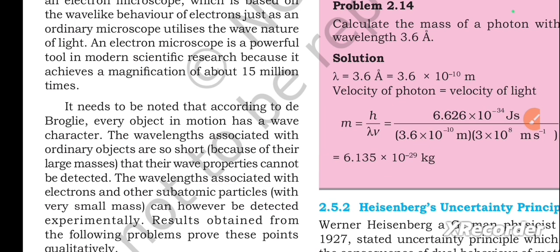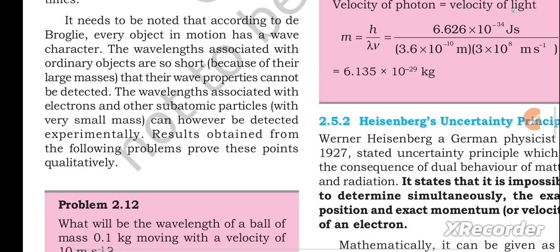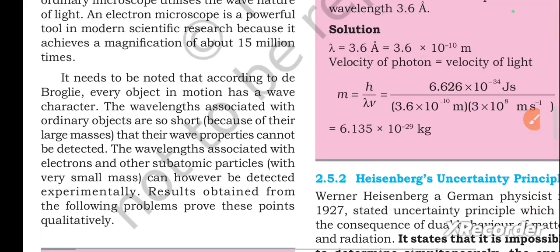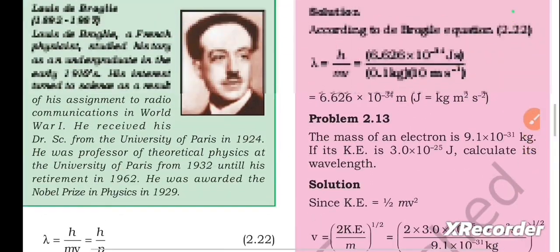The wavelengths associated with ordinary objects are so short because of their large masses that their wave properties cannot be detected. The wavelengths associated with electrons and other subatomic particles with very small mass can, however, be detected experimentally. Results obtained from the following problems prove these points qualitatively. Next, some problems have been given. You can check it out.